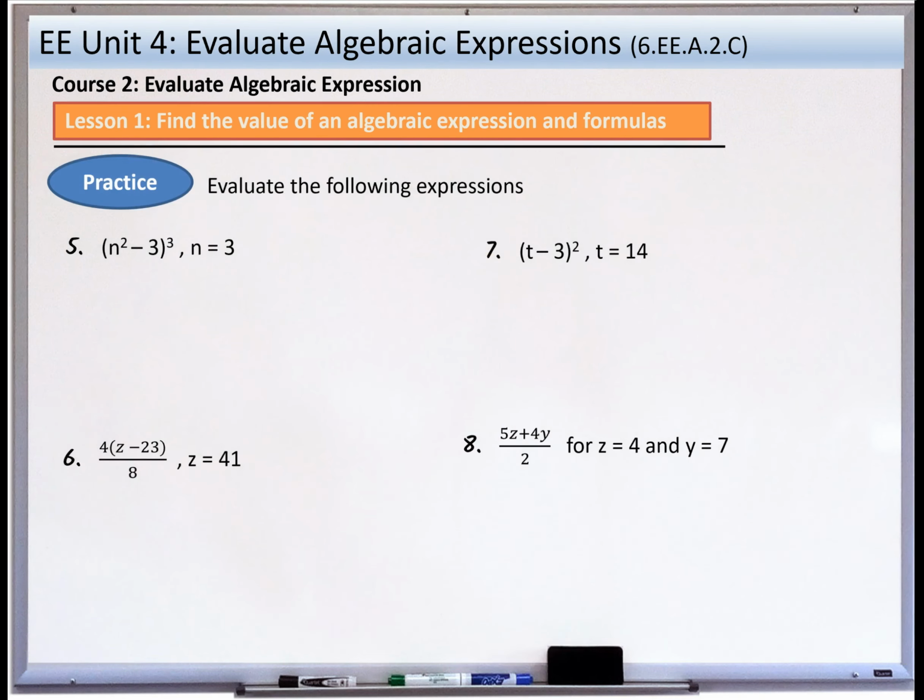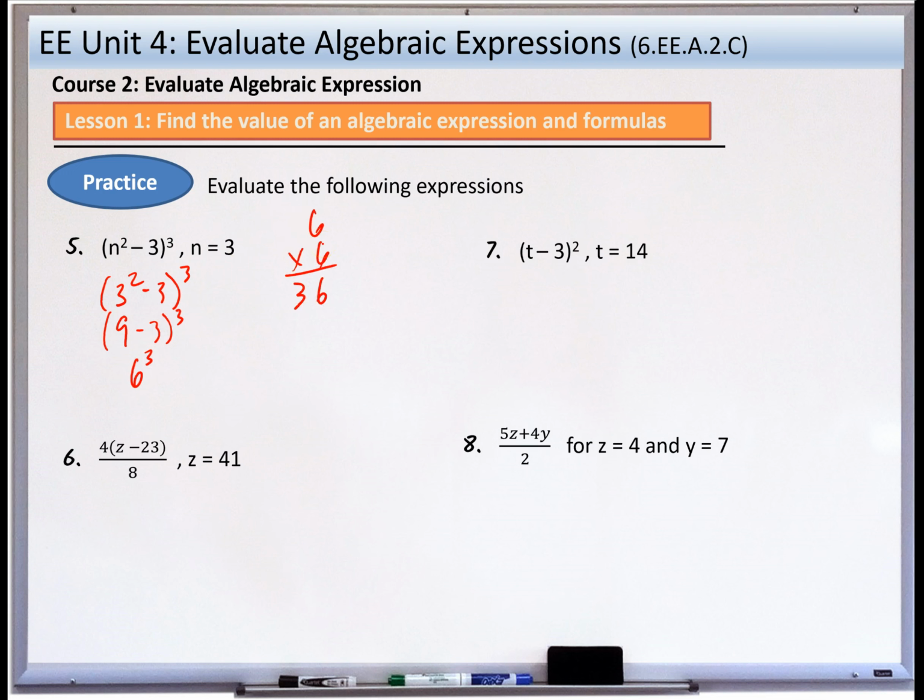All right, let's see what you came up with. We have the quantity of n squared minus 3, to the power of 3, n equals 3. So I'm going to substitute, and that gives me 3 squared minus 3, to the power of 3. 3 squared is 9. Minus 3 is 6, to the power of 3. I forgot what that is. That's 6 times 6 is 36.